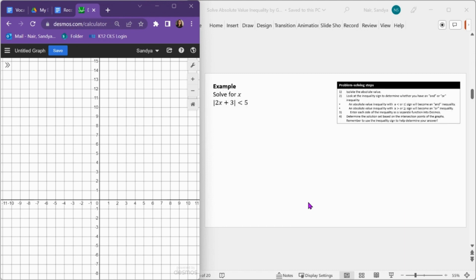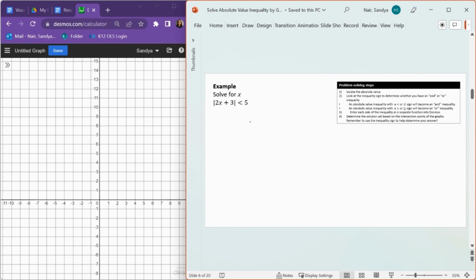So let's try solving this inequality by graphing. Usually we start off by isolating the absolute value, but you can see here that the absolute value is already isolated. So now let's look at the inequality sign. Since I have a less than, this is going to be an and inequality. So what we're going to do now is enter each side of the inequality as a function in Desmos.